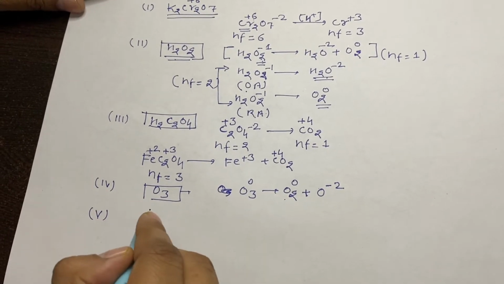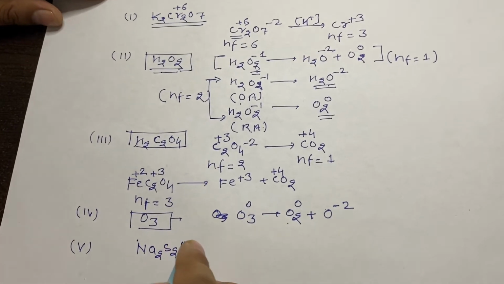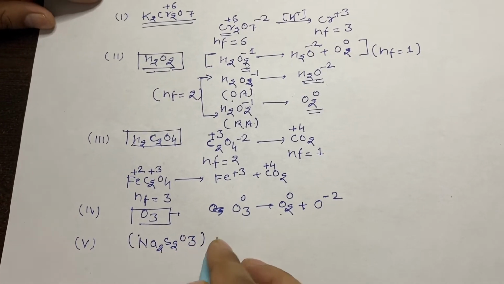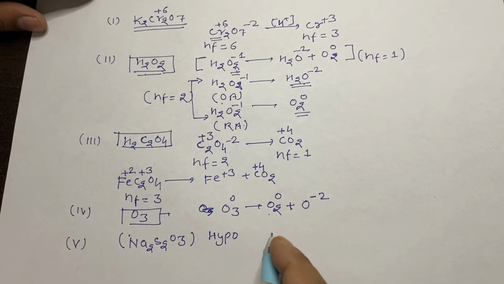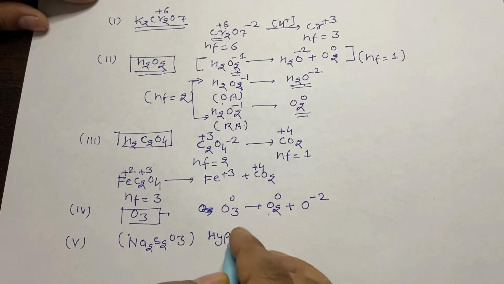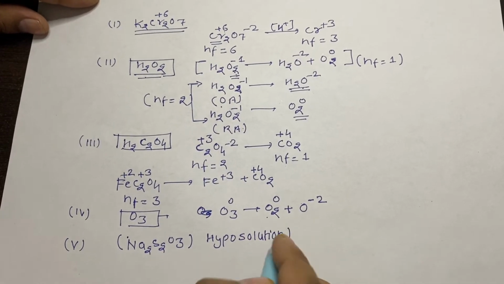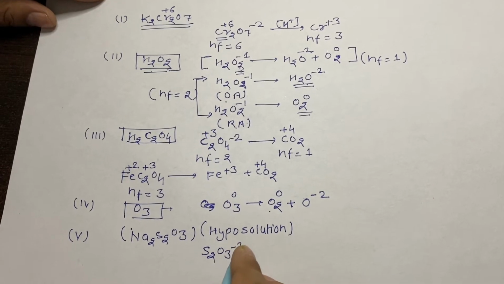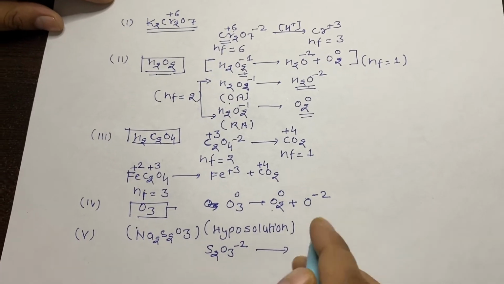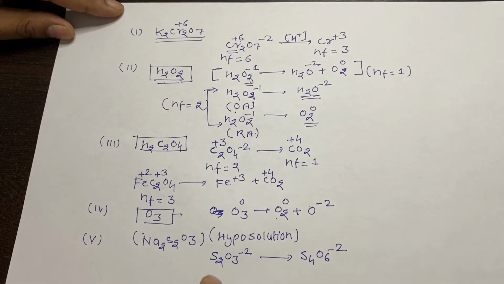Fifth is Na2S2O3. This is sodium thiosulfate or hypo solution, which will be used in iodometry and iodimetry titration. This is hypo solution. So hypo solution, S2O3 -2, converts into S4O6 -2, which is tetrathionate.